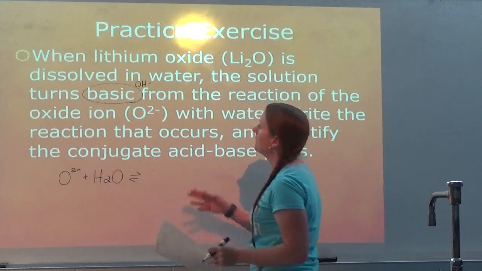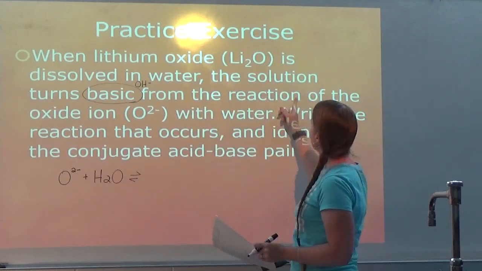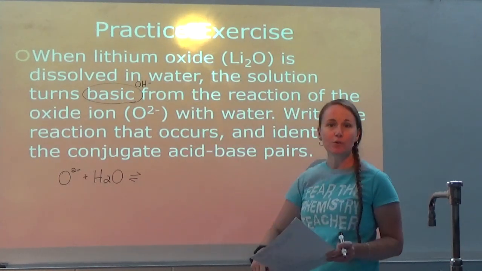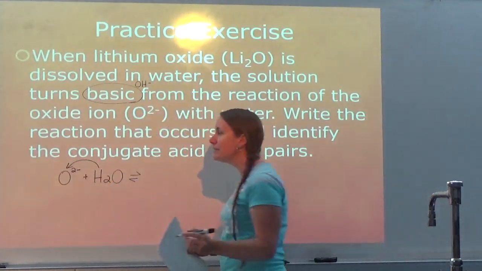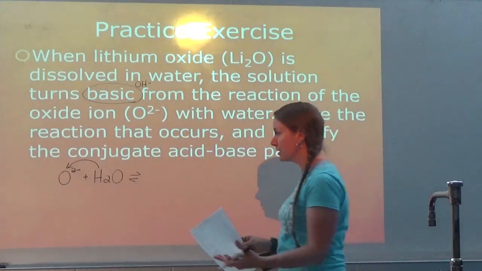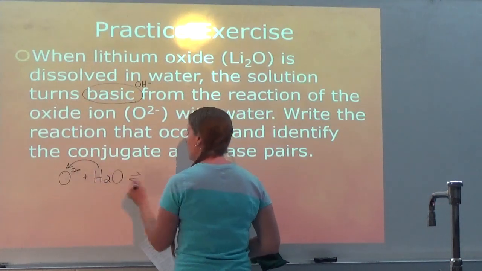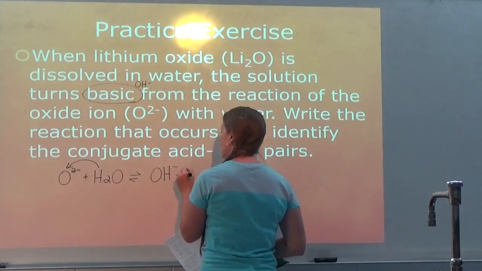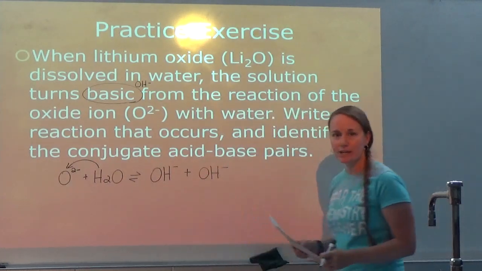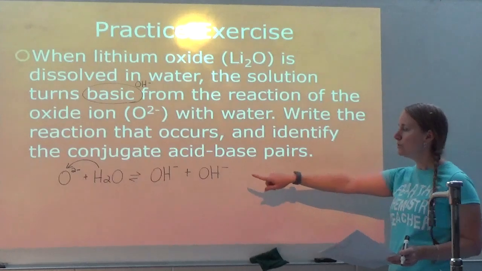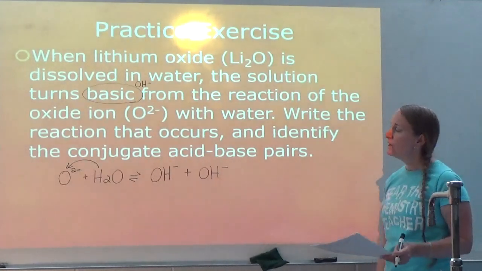Remember, it tells us the reaction turns basic because of the O negative 2. So I know that O negative 2 is going to act as the base, and it's going to accept the hydrogen. When that happens, it becomes OH negative, and when water loses one, it also becomes OH negative. So of course you could put 2 OH negative if you wanted to.